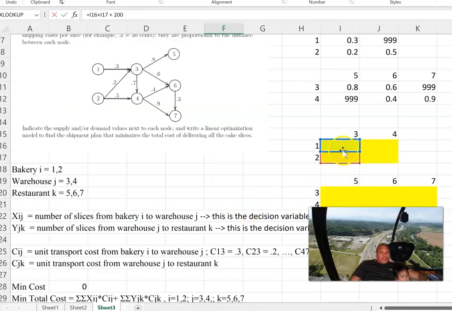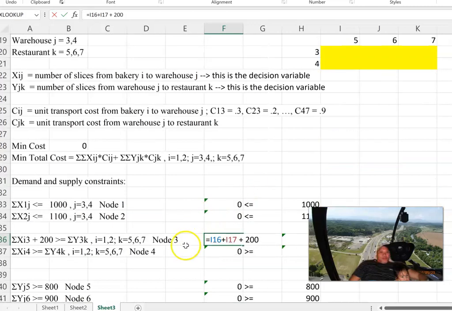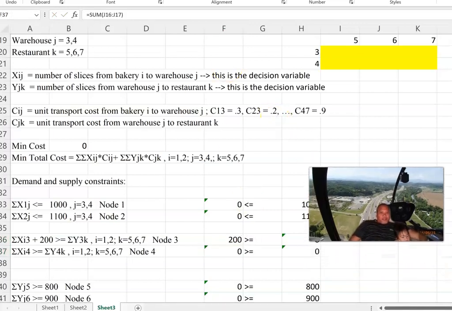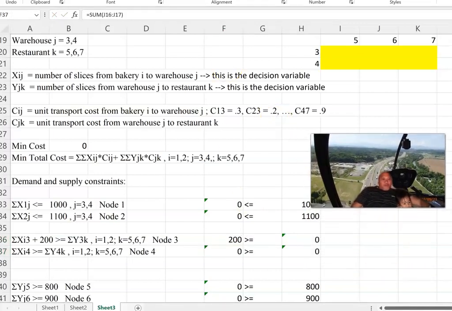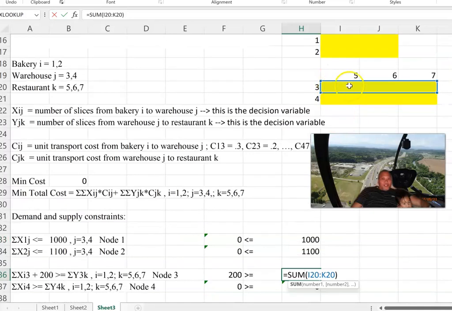This is the things that are coming into 3 plus the 200 that they have. Must be greater or equal to the sum of Y3k. So those coming out of 3, that's the sum of these three numbers here.